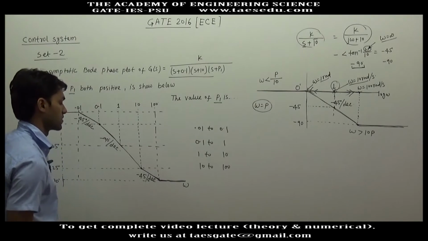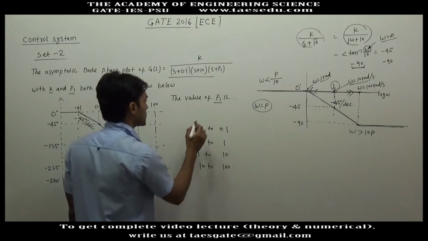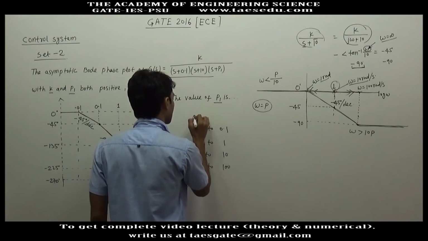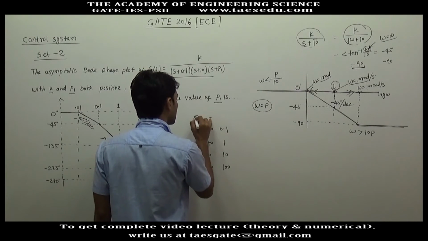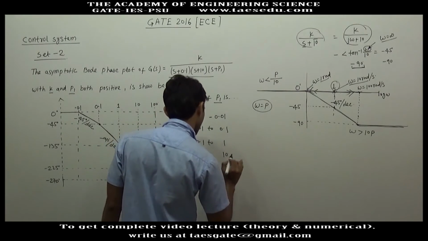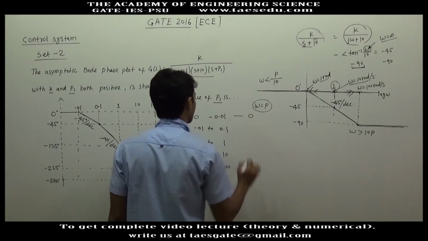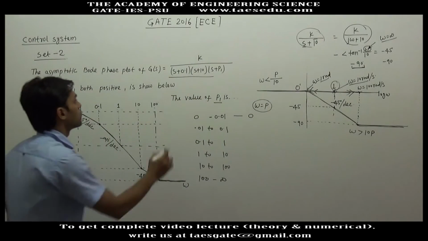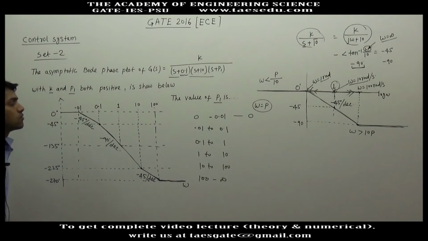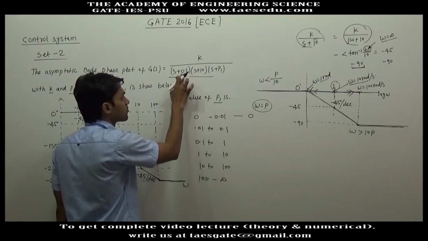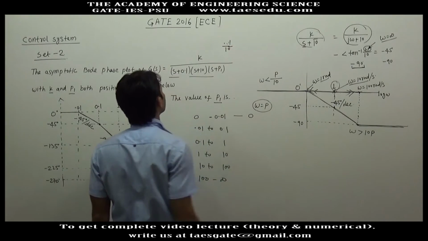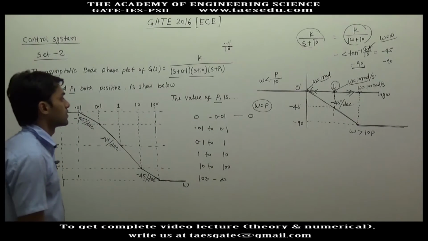Here we have 100 radian per second, and this region will be less than 0.01 radian, and this will be after 100. So here you have 0 slope. You have a pole at 0.1. Okay, so the effect of this pole will start from 0.1 divided by 10.